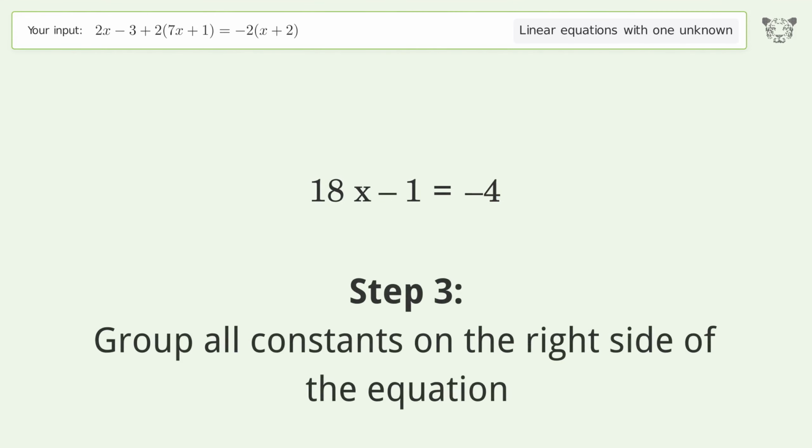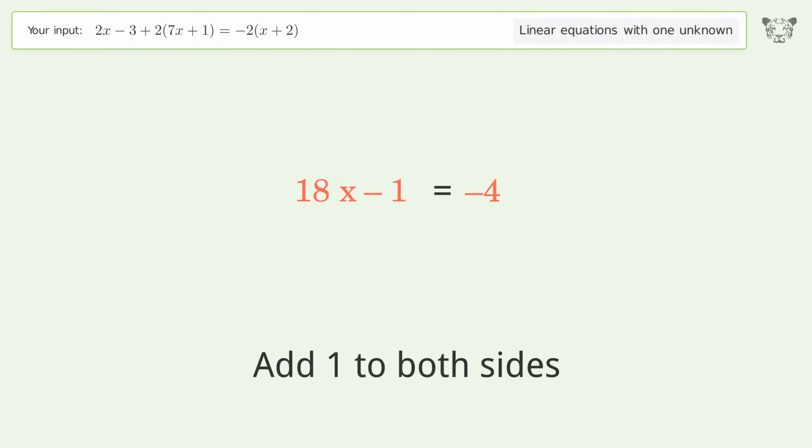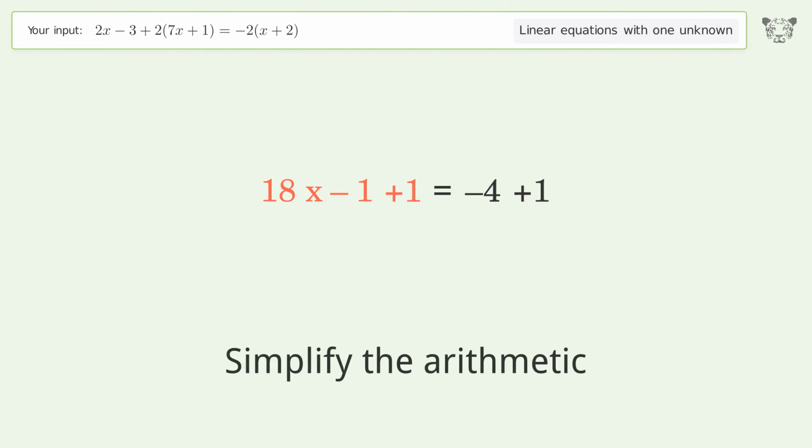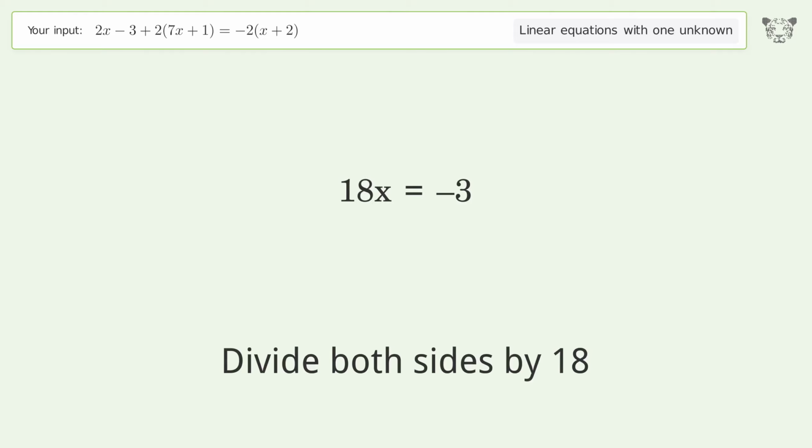Group all constants on the right side of the equation. Add 1 to both sides. Simplify the arithmetic. Isolate the x. Divide both sides by 18.